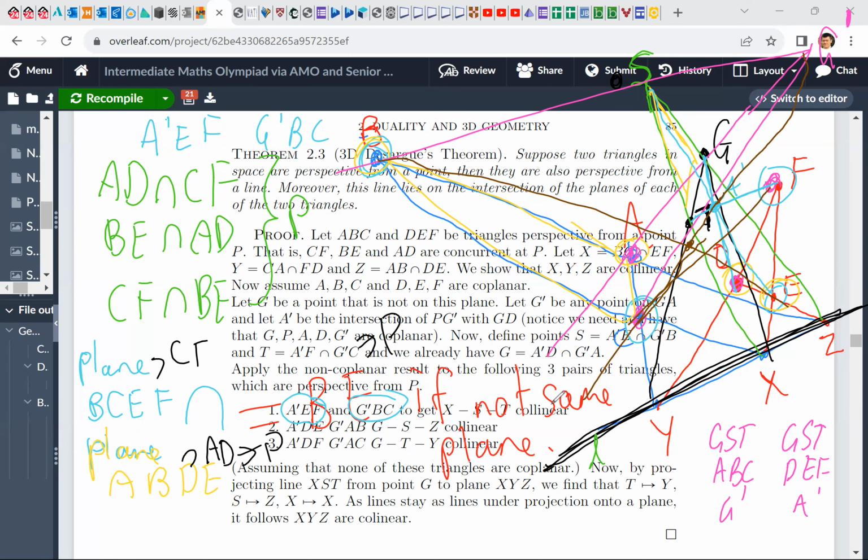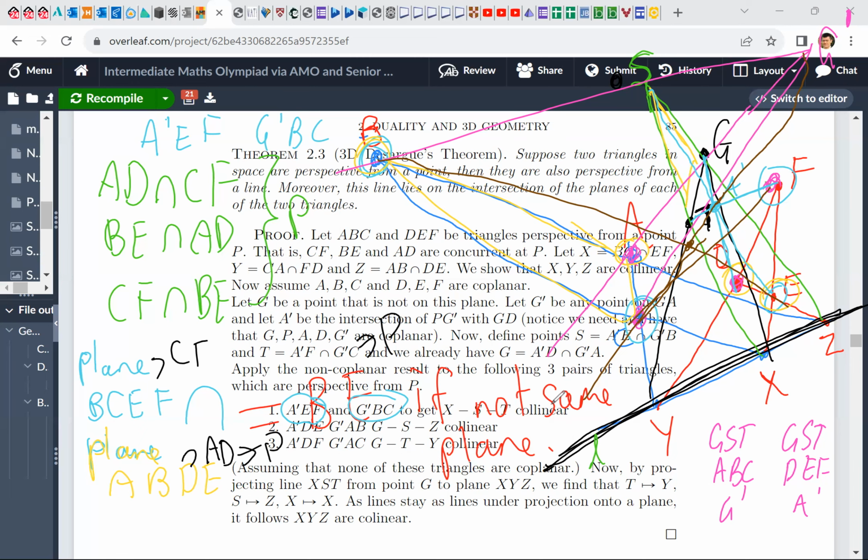Can we quickly check that they're not coplanar? Let's see, A prime EF and G prime BC. If they're coplanar, G prime would be coplanar with BCEF, but it's not, because it's on AG. Even if they were coplanar, we could tweak it a little, but they're not. So they're perspective about a point.